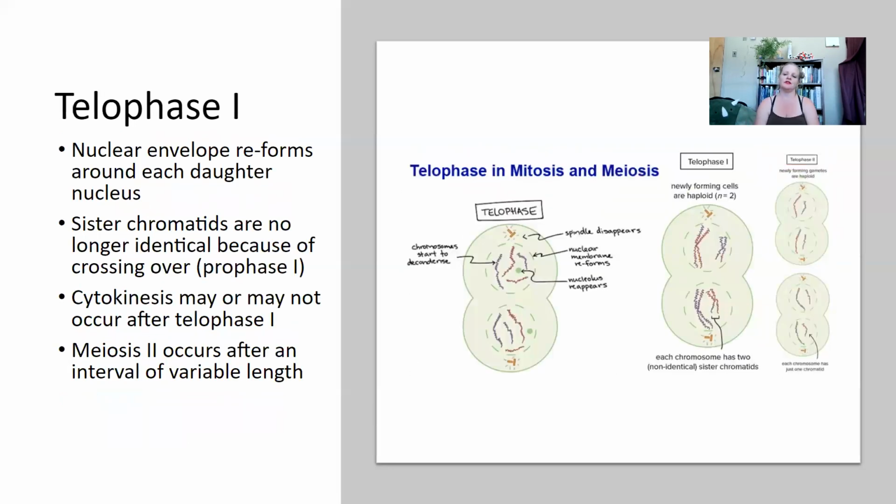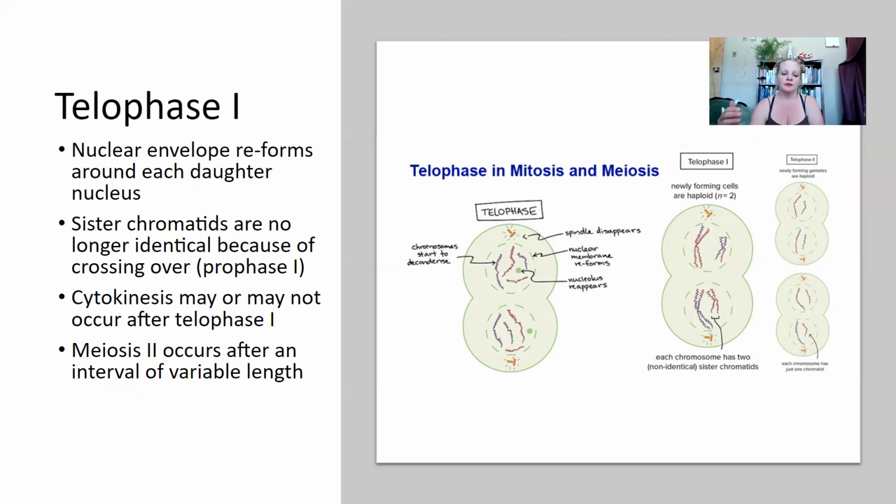Okay, so now we've got our telophase. We've got our chromosomes all at one of the poles, and so now we're ready to build our nuclear envelopes back around these 2 dudes. Our sister chromatids are no longer identical because we had that crossing over way back in prophase 1.